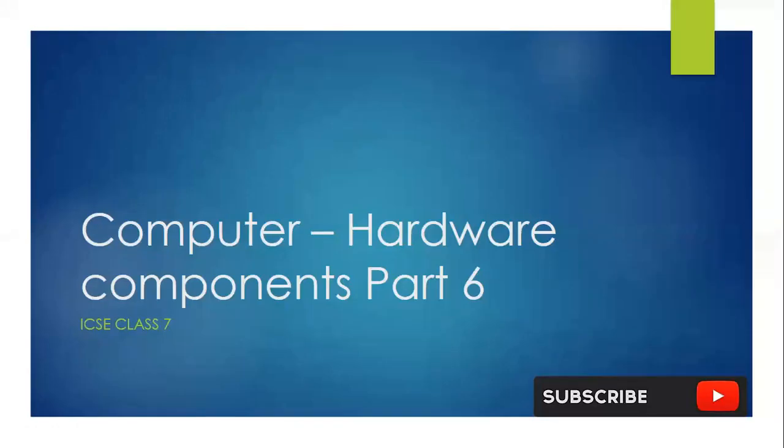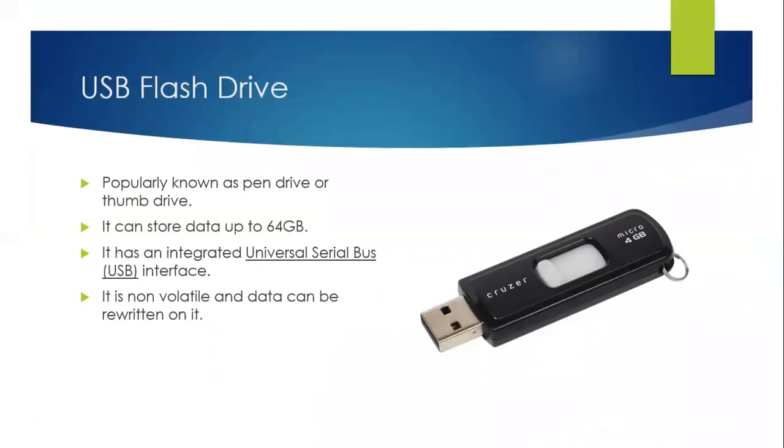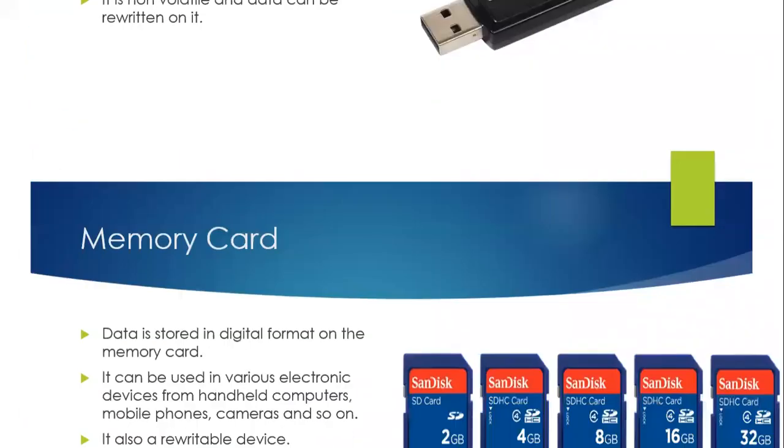Computer hardware components part 6. USB flash drive. Popularly known as pen drive or thumb drive, it can store up to 64 GB. Modern pen drives can store up to 2 terabytes of data. It has an integrated USB. USB is also known as Universal Serial Bus. It is non-volatile and can store data on it.